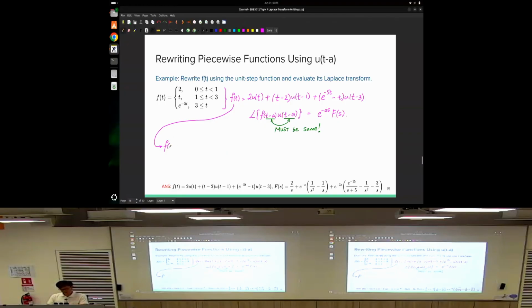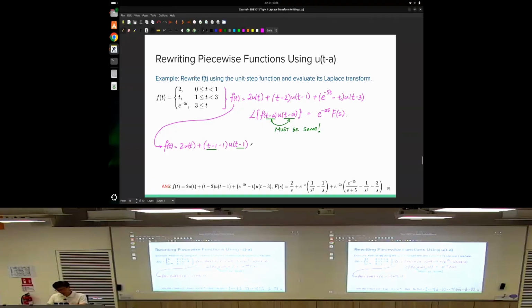So f of t, 2 constant doesn't matter. So 2, you can just leave it. This one no change. Then this t minus 2, you got to make it t minus 1. But t minus 2 is just t minus 1 minus 1. So just let it be t minus 1 minus 1. Then u of t minus 1. So you can see that this one is the same already. T minus 1, t minus 1.